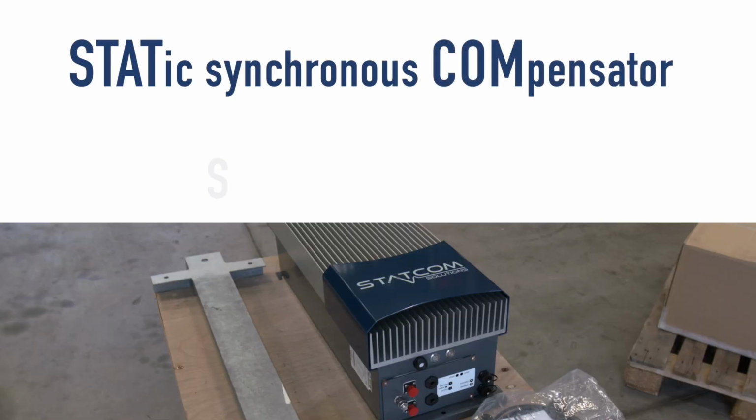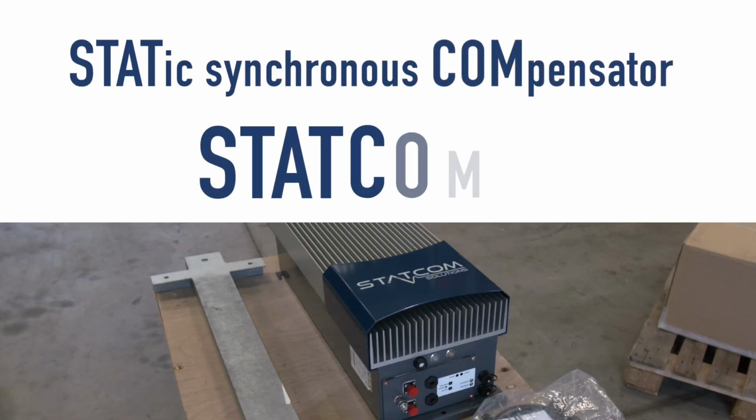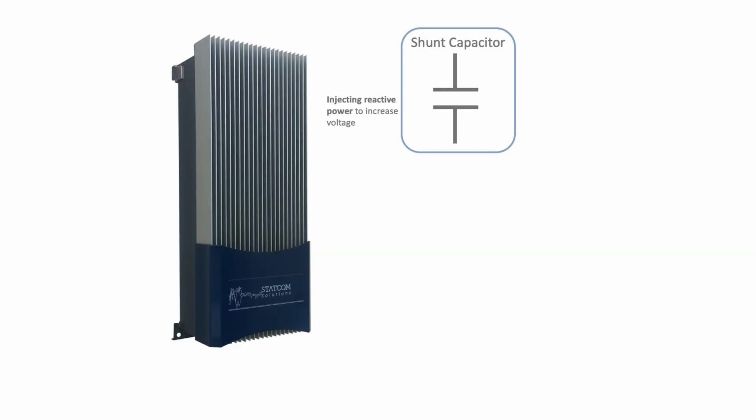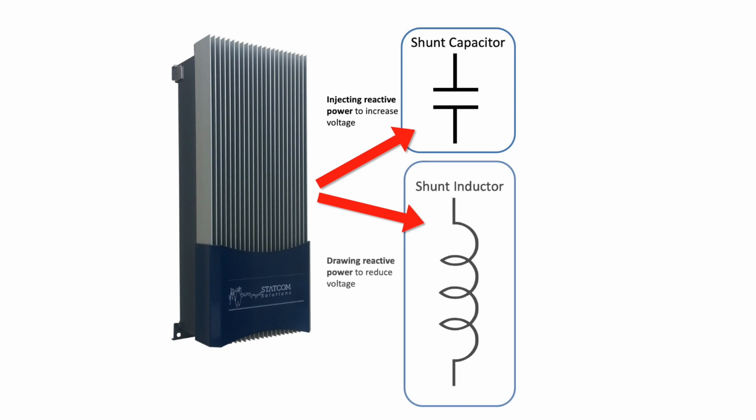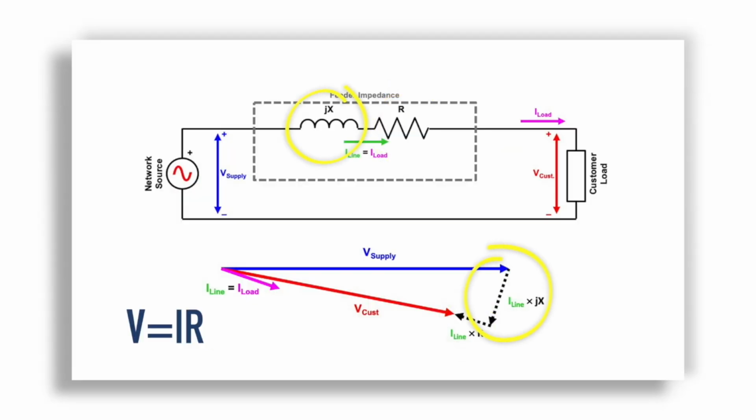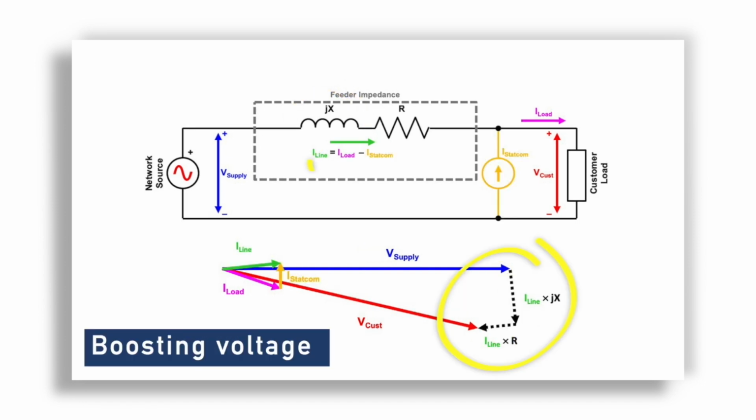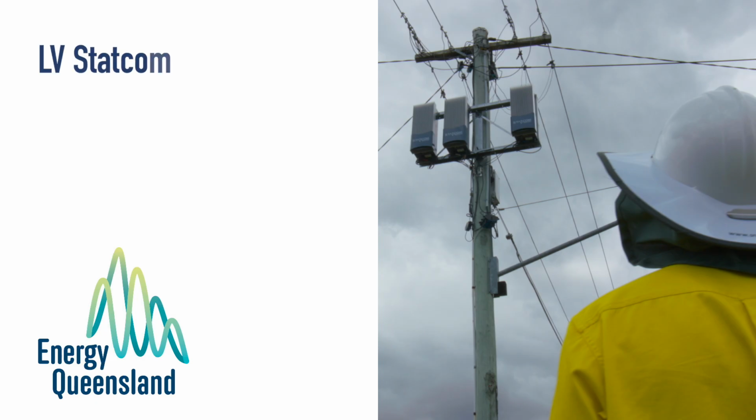What are they and how do they work? The word Statcom is a combination of static synchronous compensator. Statcoms are power electronic devices similar to standard solar PV inverters. But rather than injecting real power from PV systems, they inject or draw reactive power to keep local network voltages within statutory voltage regulation limits. They do this by emulating a shunt inductor or capacitor. A detailed explanation of how reactive power can regulate voltage is included at the end of this video.